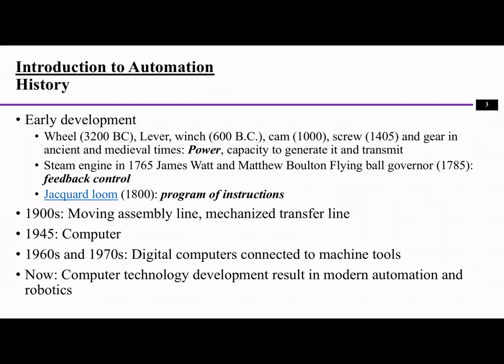And in 1945, people started to create computers. Computers really changed automation, because it became more modernized with programming languages, and the control changed from analog control to more of a digital control.